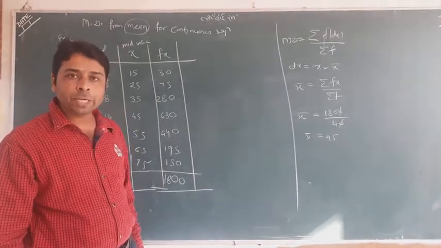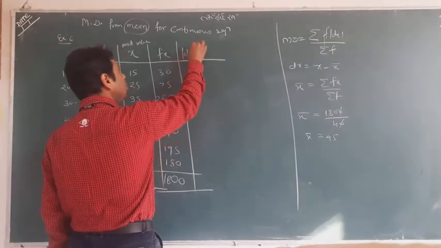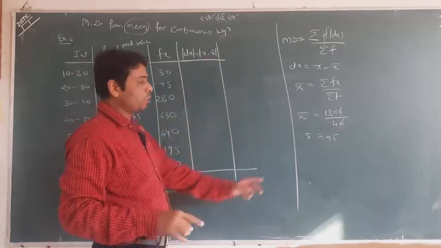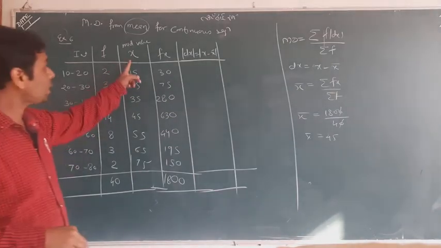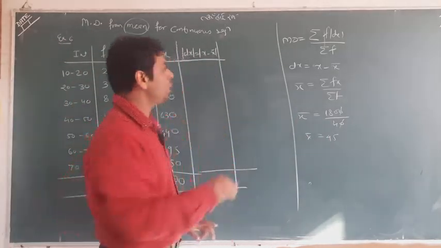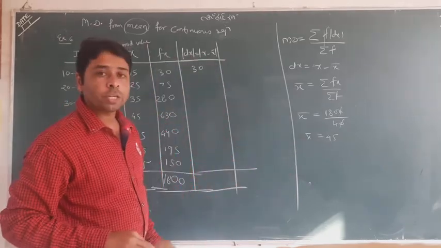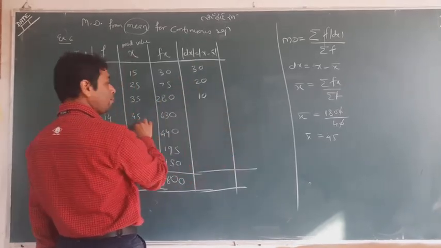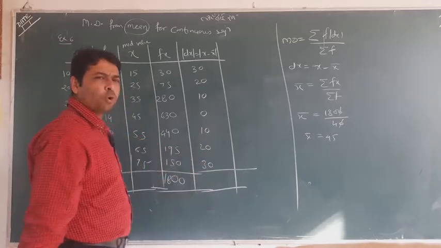After finding the mean, you will find dx. dx means mod of x minus x bar. You should know the meaning of dx: x minus x bar, and that is your x bar, 45. So go on. 15 minus 45 is minus 30, you will write only 30 because it is mod. 25 minus 45 is minus 20, but you will write 20. 35 minus 45 is 10, 45 minus 45 is 0, then 10, 20 and 30. So it's coming out very nicely.